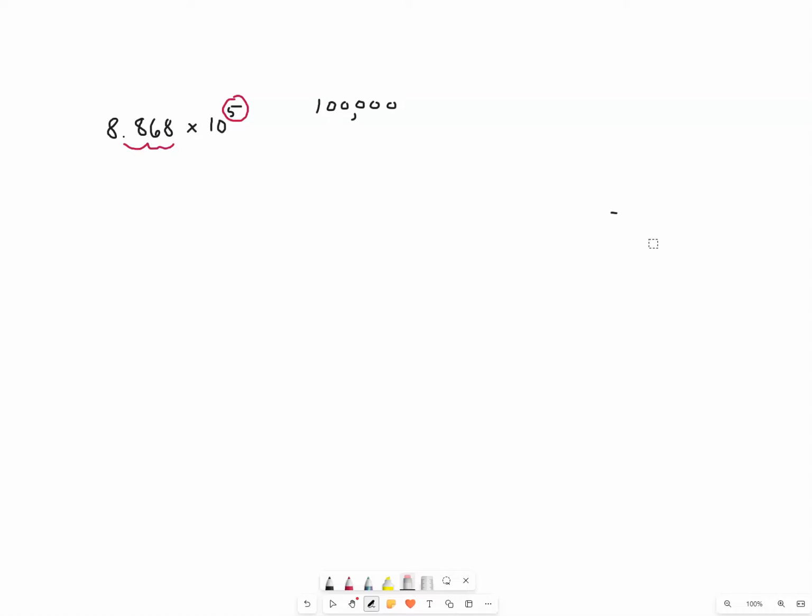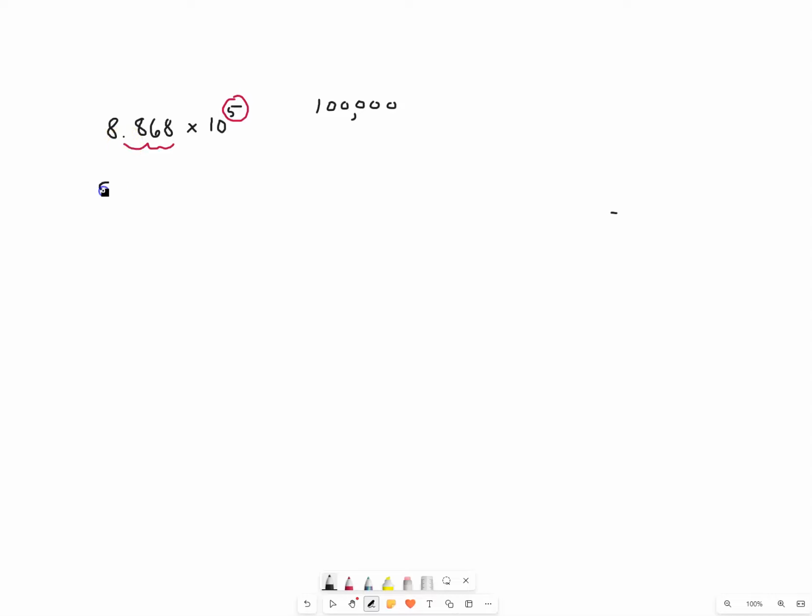I have 8.868 times 10 to the power of 5, and 10 to the power of 5 is 100,000. So all I'm really doing here is multiplying 8.868 times 100,000. But notice that I have circled the exponent, right? I circled it in red because that gives me a key indicator that all I really have to do is take the decimal between those two eights and slide it to the right 5 places.